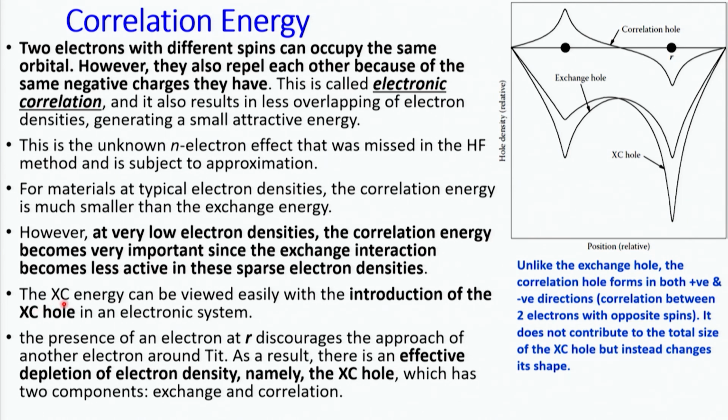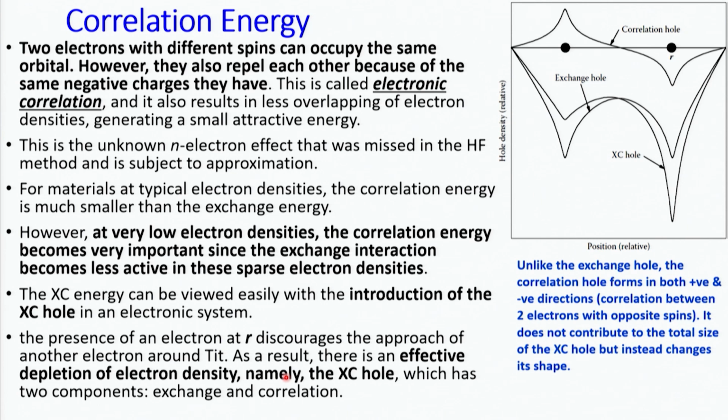The exchange correlation energy can be viewed easily with the introduction of the exchange correlation hole in an electronic system. How this hole looks, I will show you. The presence of an electron at R discourages the approach of the other electrons around it, and as a result there is an effective depletion of the electron density, namely the exchange hole. So due to this effect, there will be a depletion of the electron, which we term as an electron hole, and it has two components, exchange and correlation.